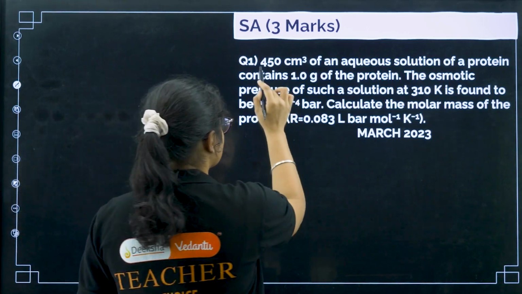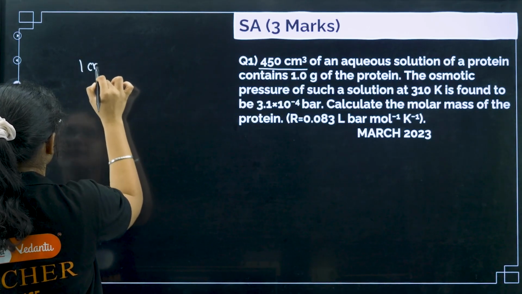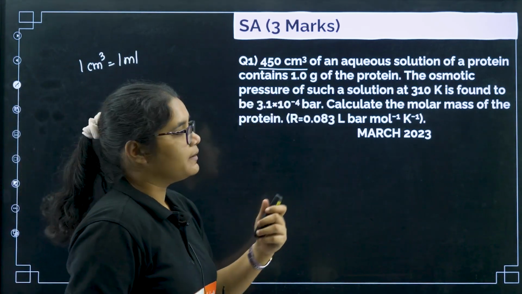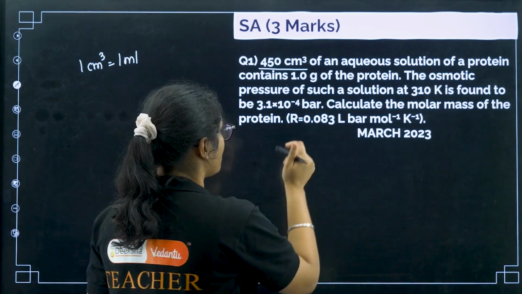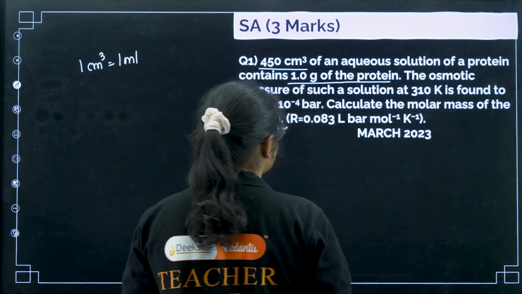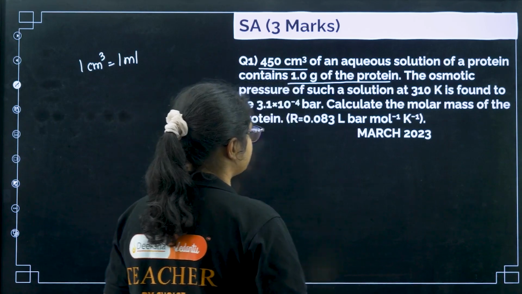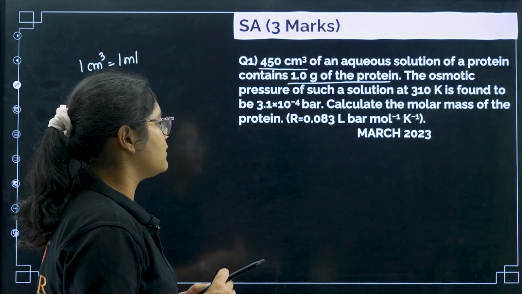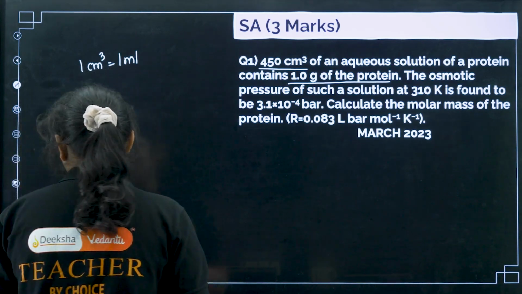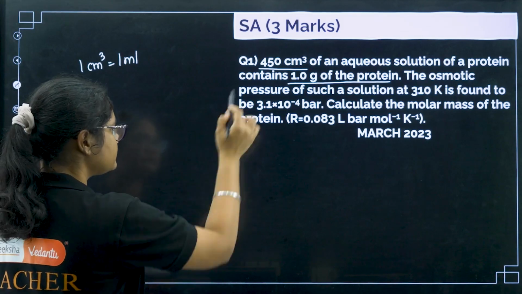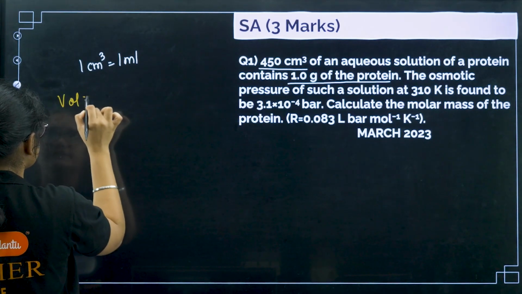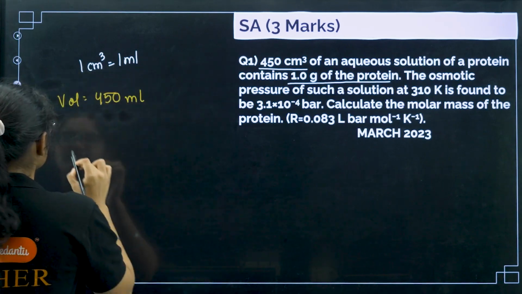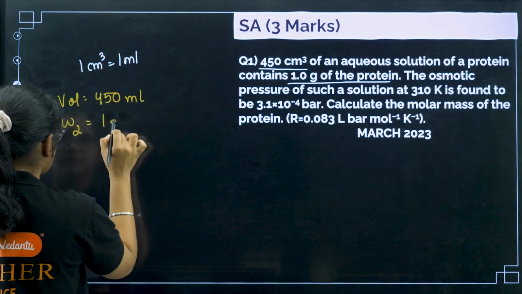Now 450 centimeter cube. Here you should remember 1 centimeter cube is equal to 1 ml. So I can say 450 ml of an aqueous solution of protein contains 1 gram of protein. The osmotic pressure of such a solution at 310 Kelvin is found to be 3.1 into 10 to the power of minus 4 bar. Calculate the molar mass of the protein. So first I will note down all the values that are given to me. First I can write volume is 450 ml, and mass of the protein, W2, is 1 gram.